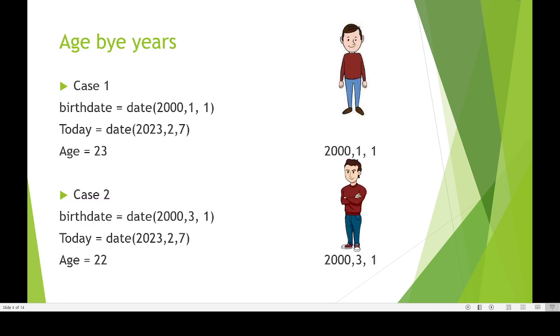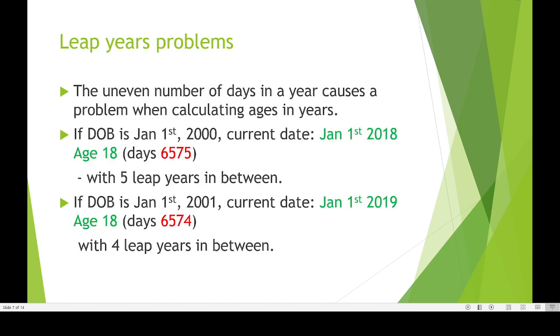For example, if we consider date of birth is 1st January 2000 and present time is 7th of February 2023, then age will be 23. But if the date of birth is 1st of March 2000 and present time is 7th of February 2023, then age will be 22. The uneven number of days in a year causes this problem.